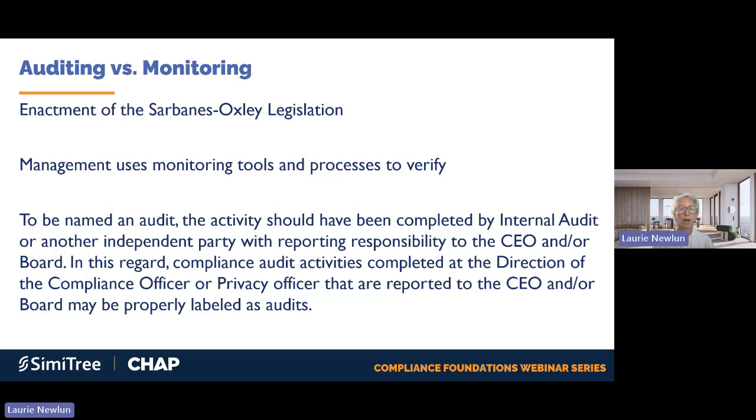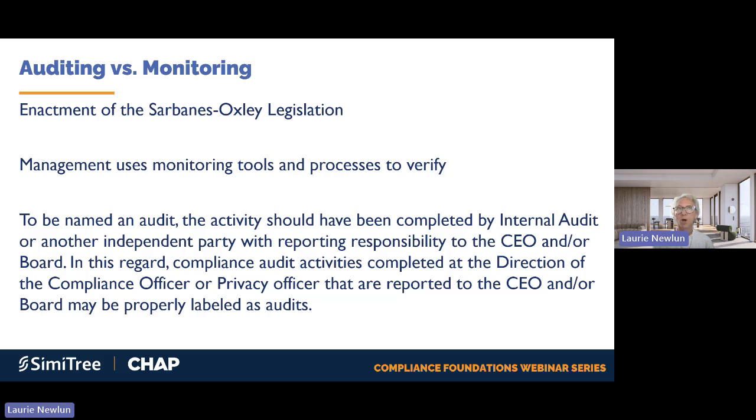When we look at improper, inaccurate assumptions, these may be in regard to the type of work conducted and reliability of results. So to be named an audit, the activity should have been completed by an internal audit or an external independent party with reporting responsibilities to the CEO or the board. In this regard, the compliance audit activities are completed at the direction of the compliance officer or a privacy officer that are reporting to the CEO or the board.